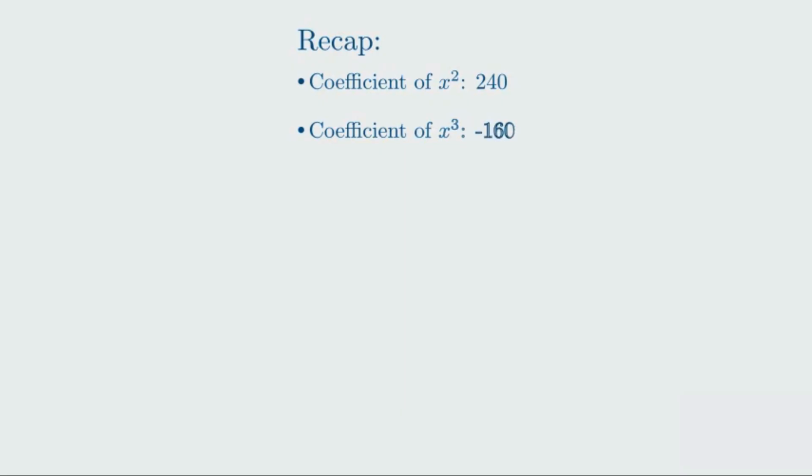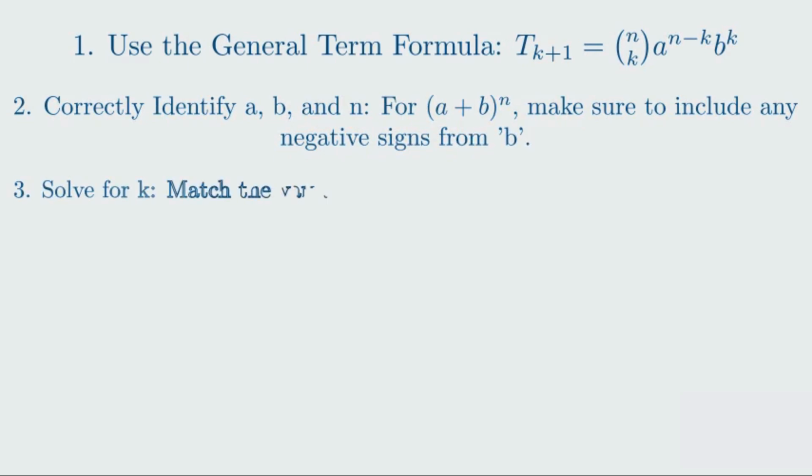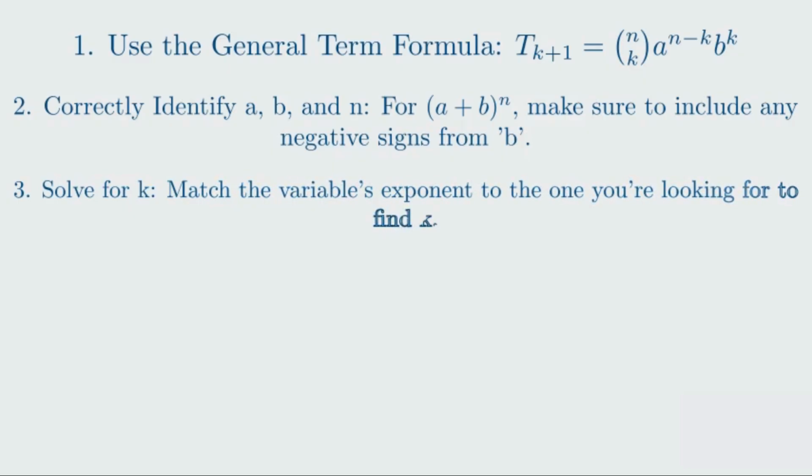Let's quickly recap what we've accomplished and the steps we took. We found that the coefficient of x squared is 240, and the coefficient of x cubed is negative 160. Here are the key takeaways from this problem. First, always use the general formula for a term in the binomial expansion. This is your most important tool. Second, be meticulous when identifying the terms a, b, and n from your expression. Pay special attention to negative signs, as they are a common source of error. Third, set the exponent of your variable to the power you need, and then solve for k.